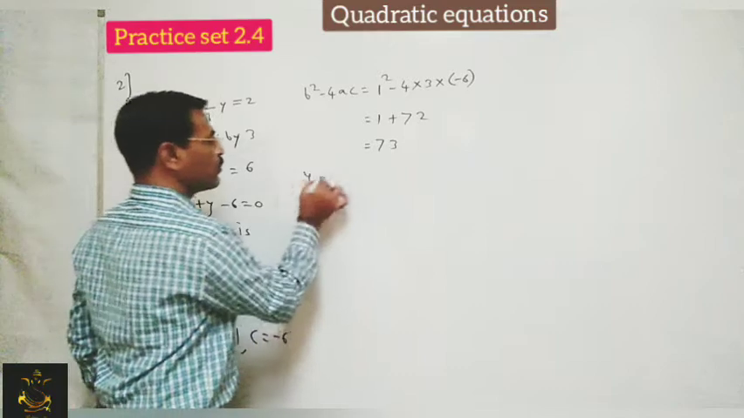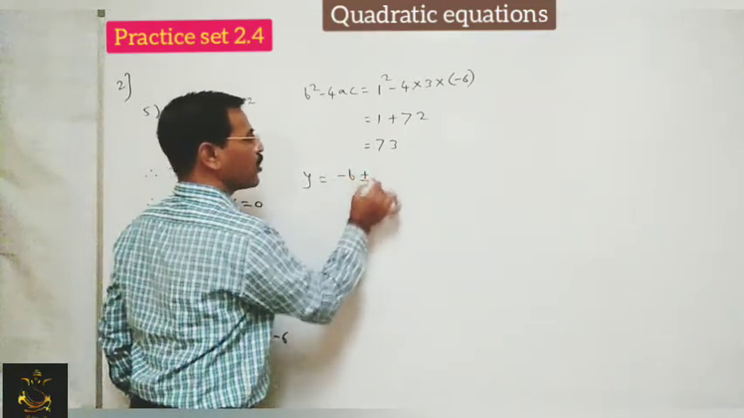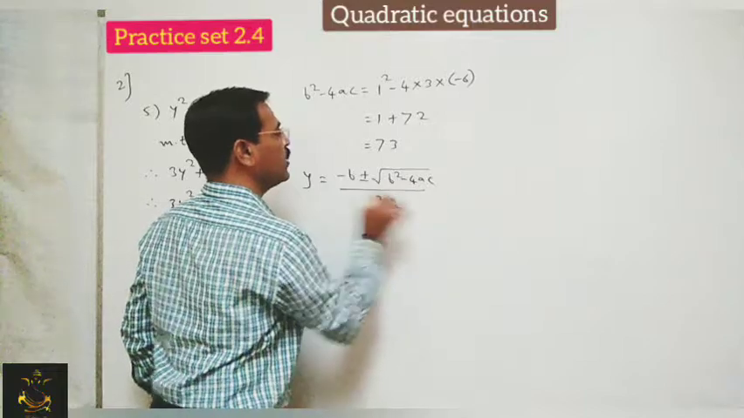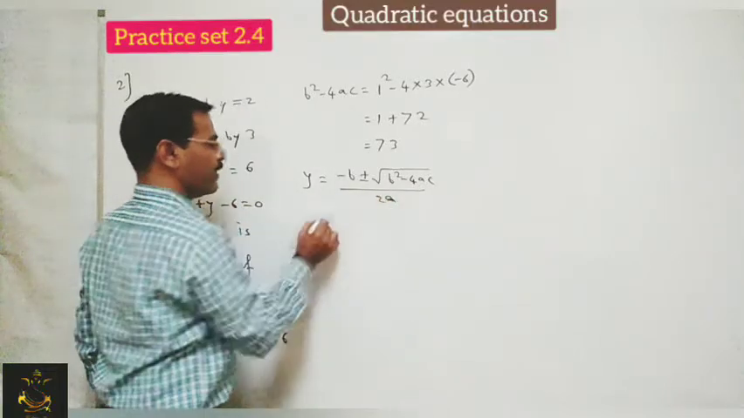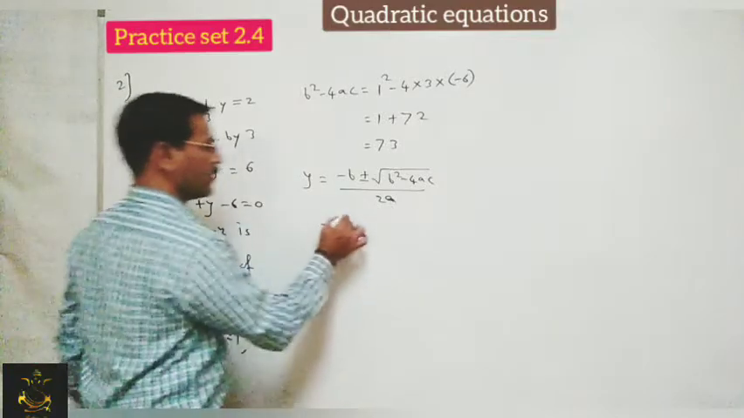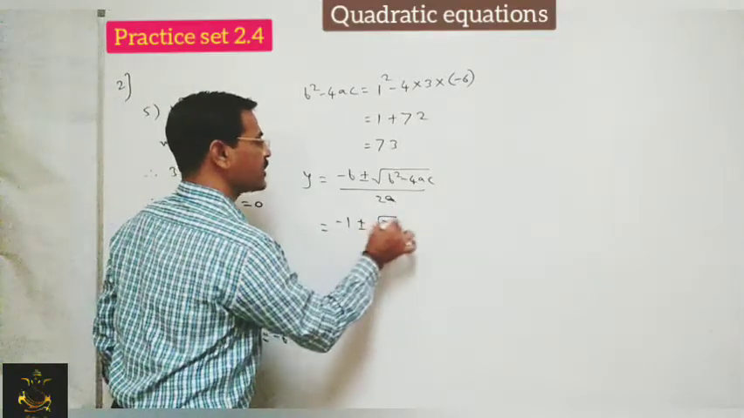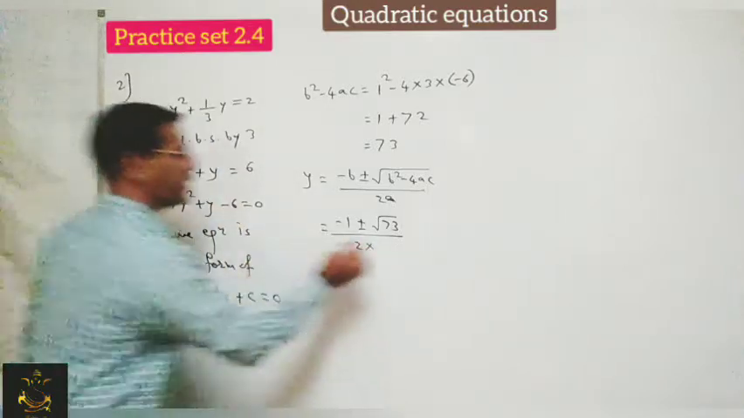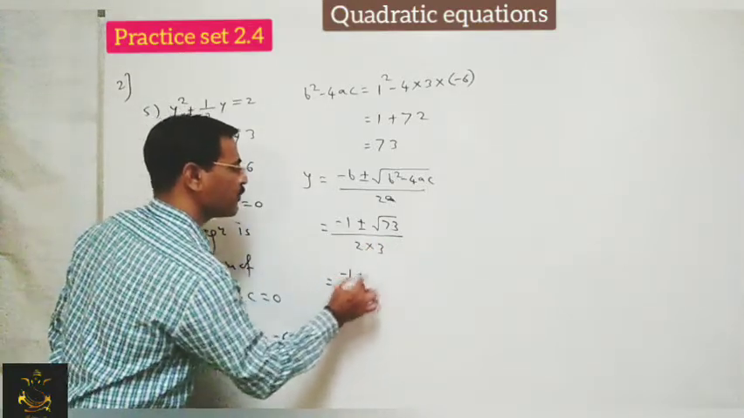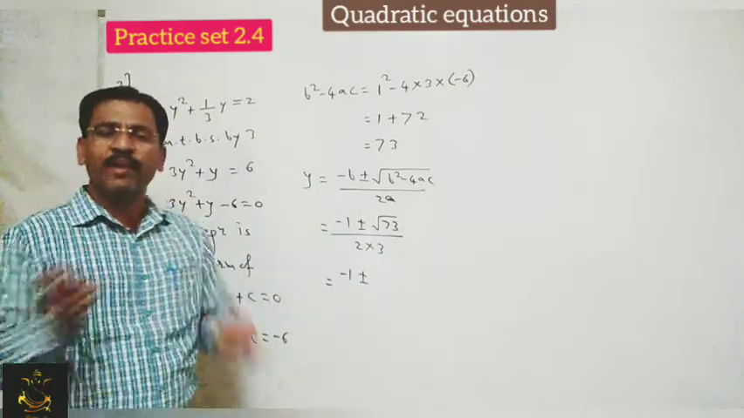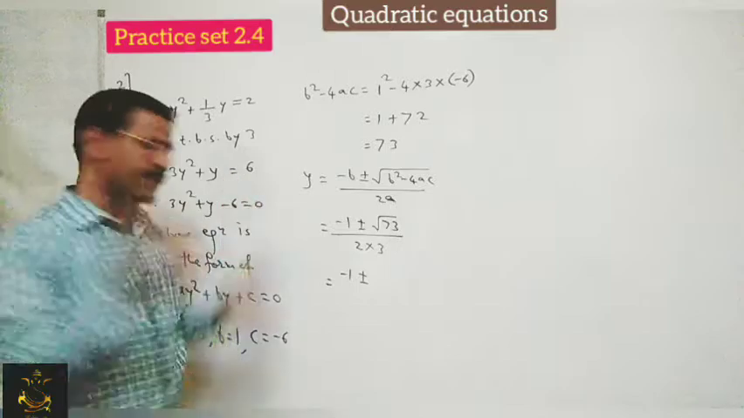Now here the variable is y. y is equal to the formula, minus b plus or minus under root b squared minus 4ac upon 2a. We'll put the values here. Minus b, here 1, plus or minus under root 73 upon 2a. a is 3 here. Finish. Minus 1 plus or minus. Look here, 73 is a prime number. We cannot make any splitting here. Keep it as it is.